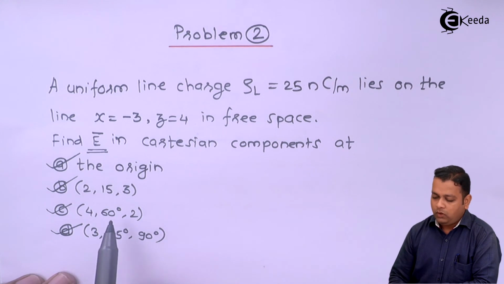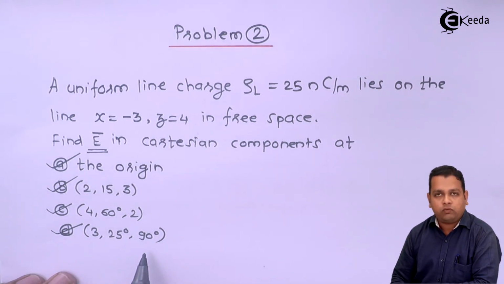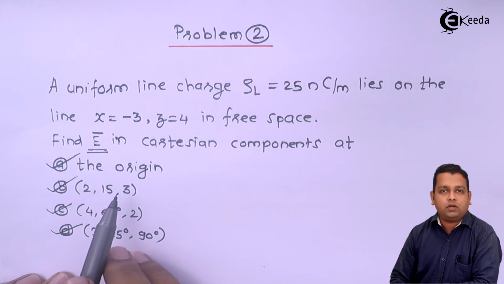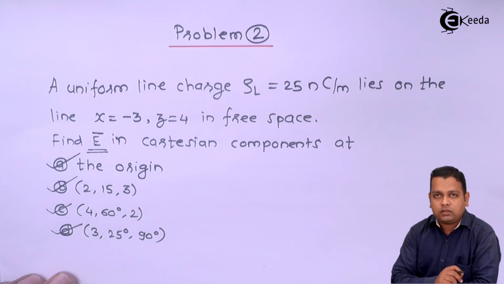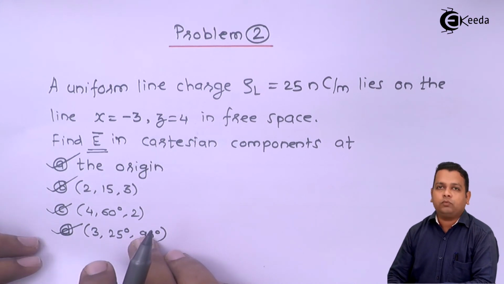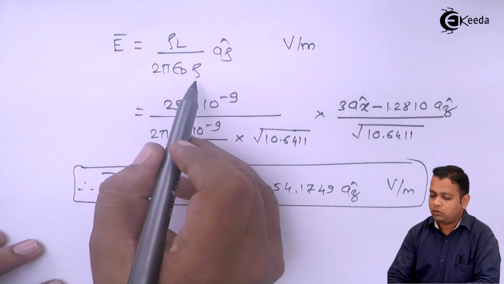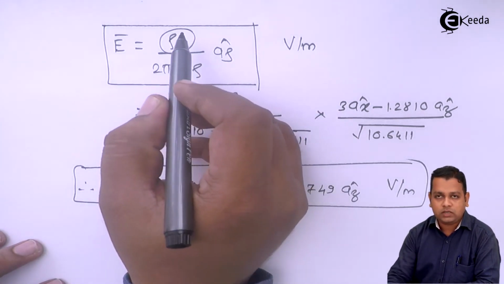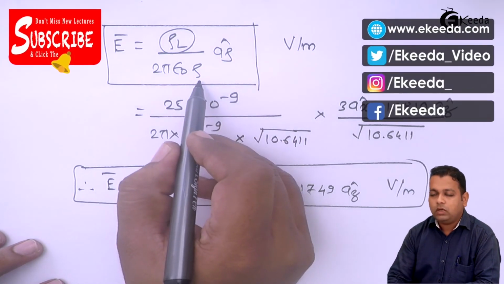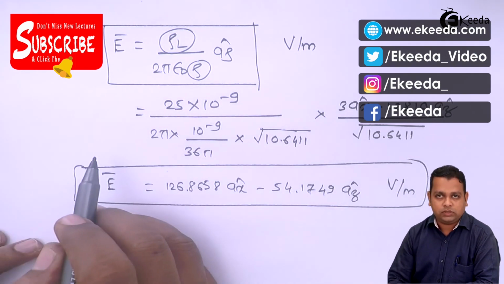In this problem, whether the field point coordinates were in cylindrical or rectangular form, we have got them converted to rectangular. Okay, we have found out the perpendicular length from the field point to that of the line charge, and we are able to apply the formula E bar is equal to rho l upon 2 pi epsilon 0 rho arrow cap, rho l being the line charge density of the source and rho being the perpendicular distance of the field point from the source charge.